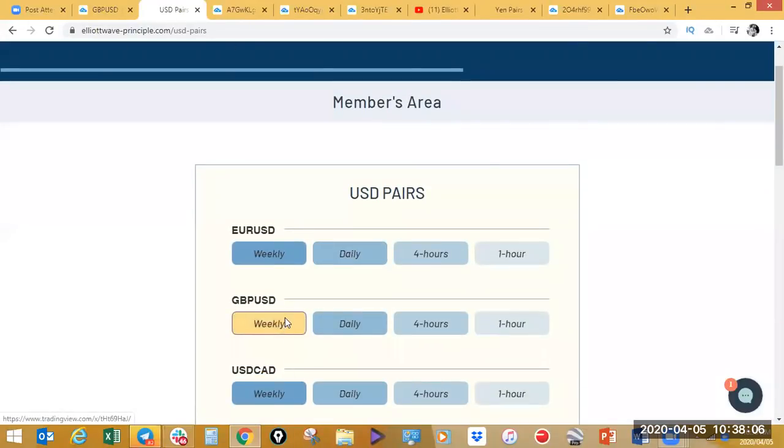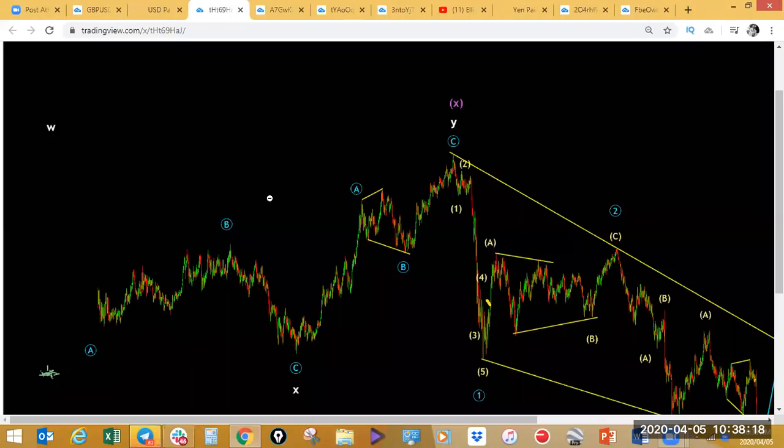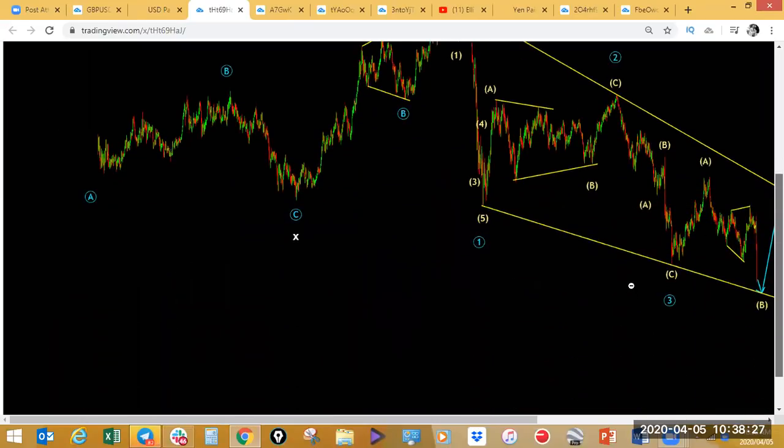Pound US dollar on the weekly. So if you look at pound US dollar, I have not updated the weekly since that 1,000 pip move that started from right here. If you can see this chart, it's not clear from this. It was posted on the 19th of March. Before that, that 1,000 pip move happened there. So let's have a look here. Take a closer look.